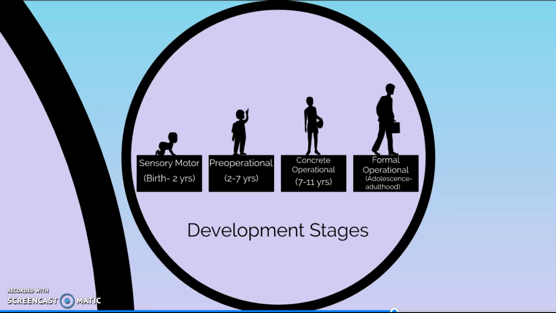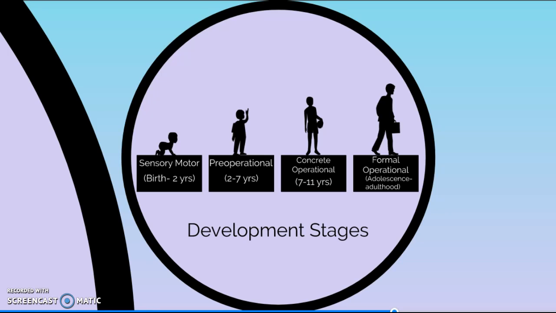The first stage is the sensory motor stage, which is birth to 2 years old. In this stage, he believed that we do not know how to do things. In the second stage, which is the pre-operational stage, from 2 years to 7 years old, he believed that someone can show us how to do something in order for us to learn it.